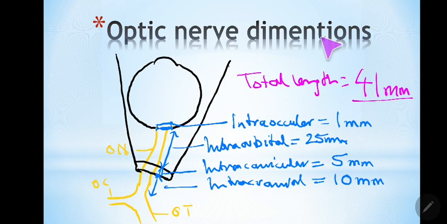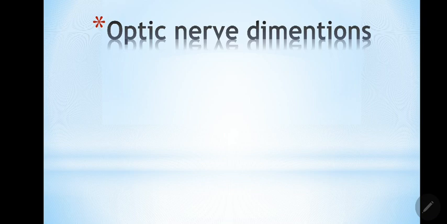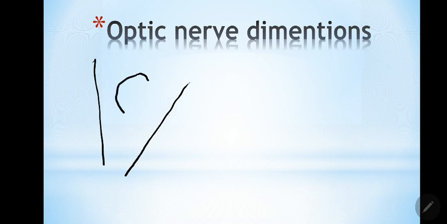Now, about the relation of the optic nerve with the ophthalmic artery. That is also very important. So once again I am drawing the orbit, the two margins of the orbit, right? And this is the eyeball, and this is the optic nerve.